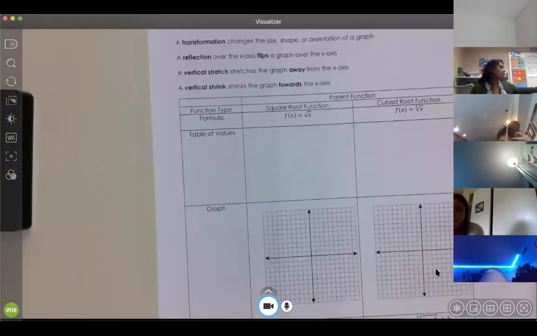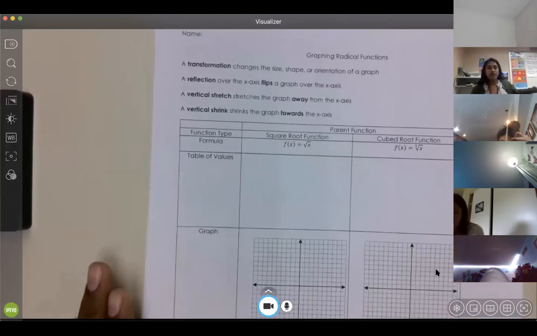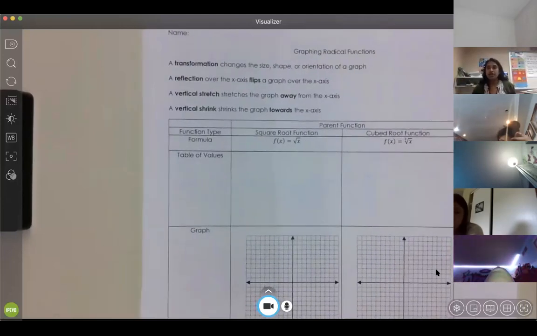So graphing radical functions, we're continuing that today, but we're gonna add another component into it, and we're gonna use our graphing calculators to help us graph. So if you have those, please take them out because we will be using them.